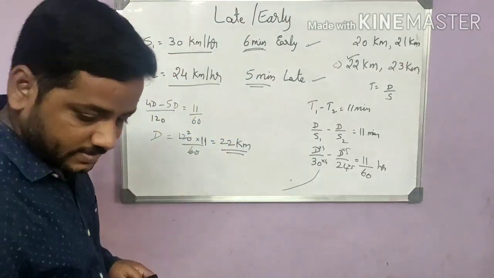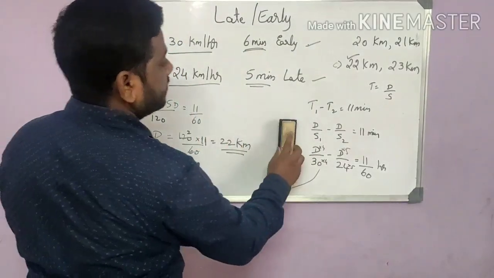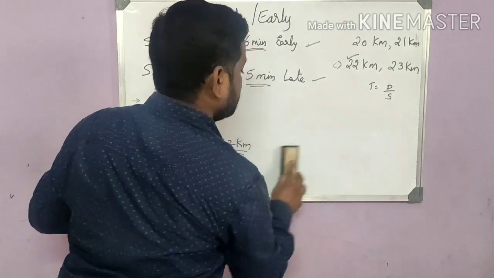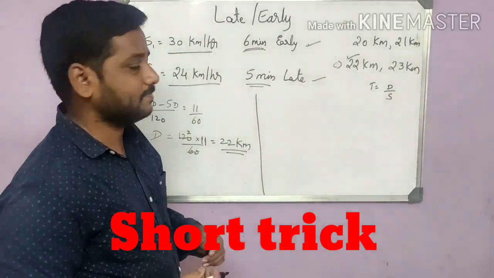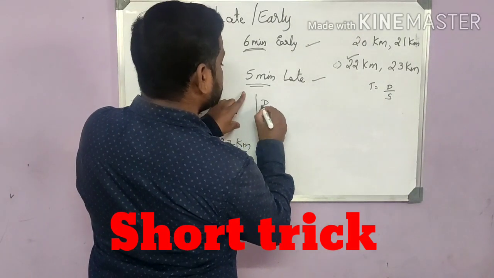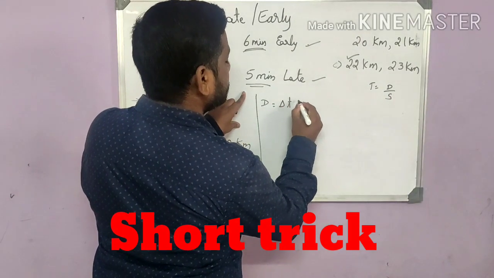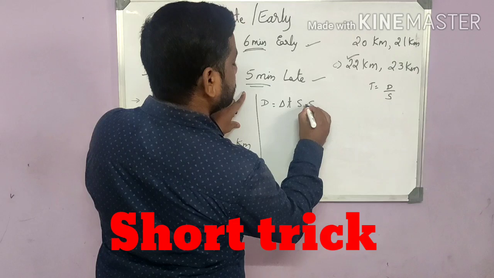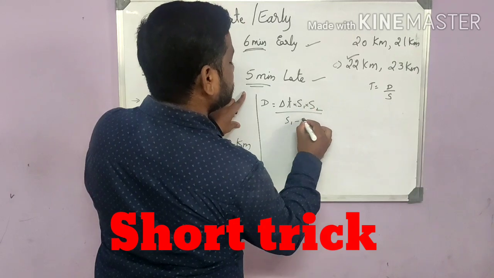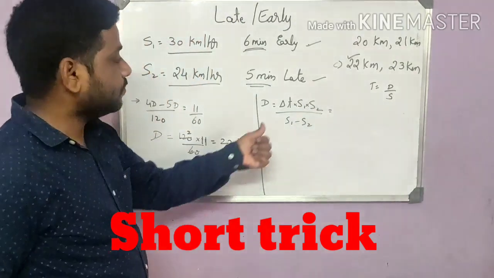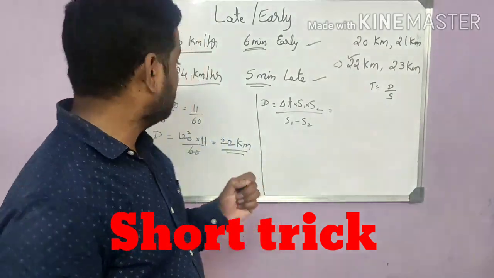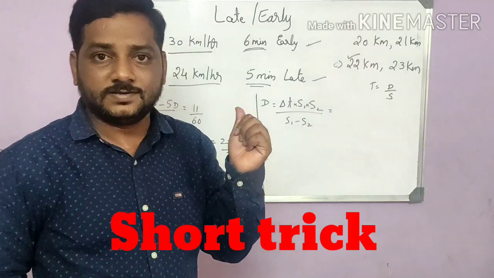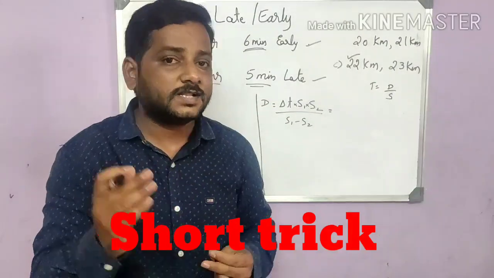Okay, so let me erase this portion. Now here itself I will tell you the second method, that is the shortcut method. We have a formula that is D is equal to del T S1 S2 by S1 minus S2. Just substitute the values. What was the del T? Del T is nothing but the difference of time, right? And that we got as 11 minutes here. And here I will tell you how to calculate that.